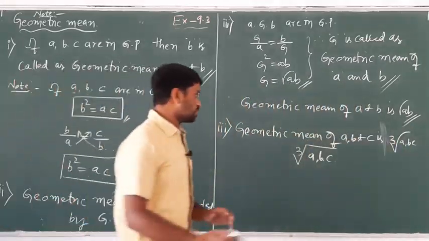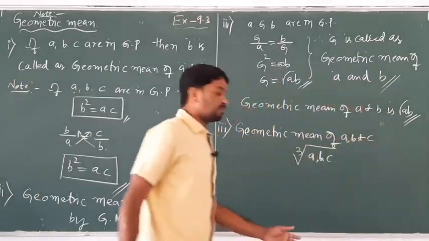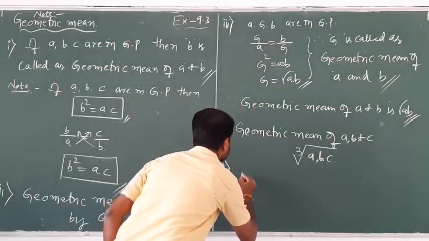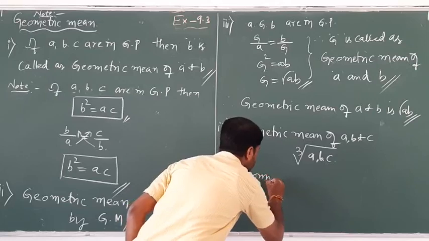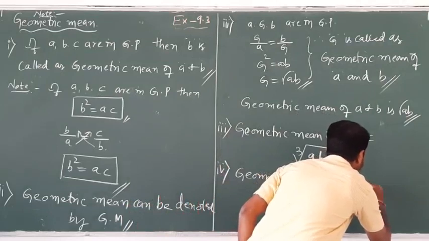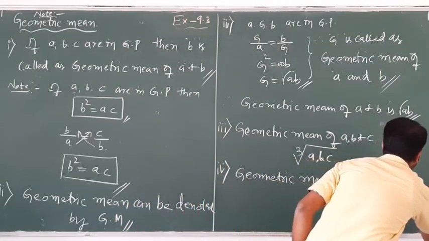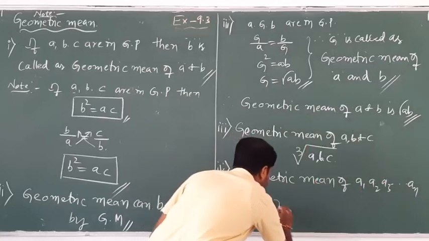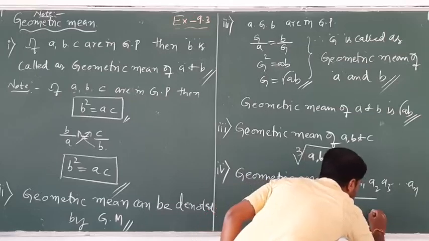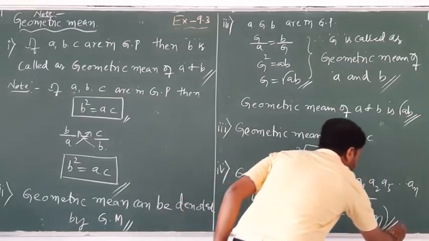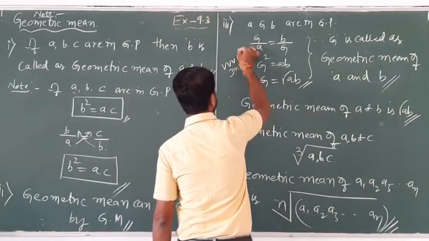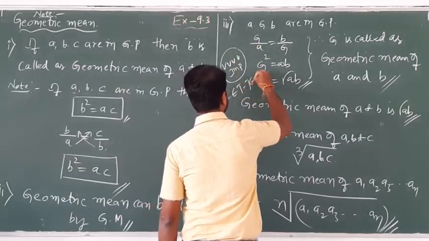Similarly, the geometric mean of A1, A2, A3 up to n numbers. The fourth point: the geometric mean of A1, A2, A3 up to An is nth root over A1, A2, A3 up to An. One of the very important points, especially for CET, JEE also.